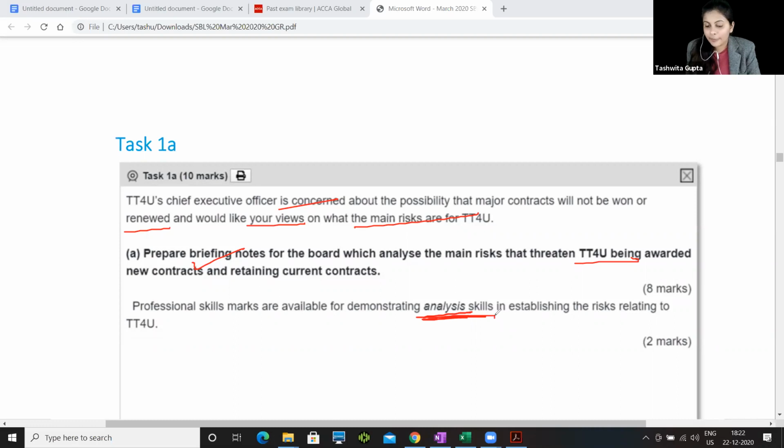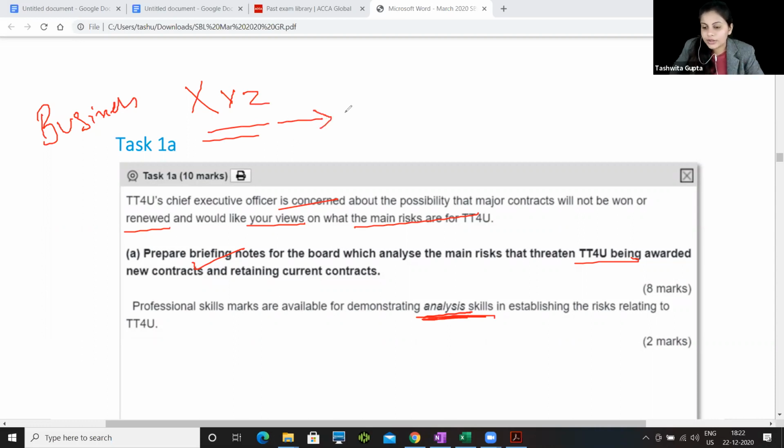Now guys, what is this risk they are talking about? If I tell you that I have a business, okay, I have a business model where I want to sell XYZ product to the target customers.